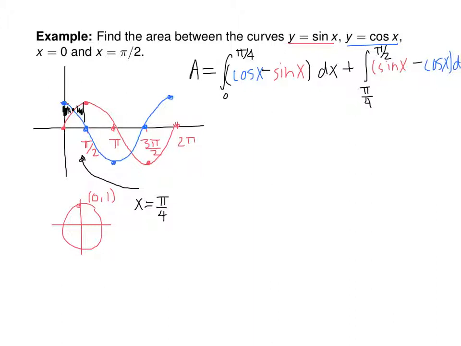Now, technically, you could use some symmetry, and these two regions have equal area, and you could find the first integral and multiply by 2, but in principle, that isn't always true. It is for this particular example, but not everyone.